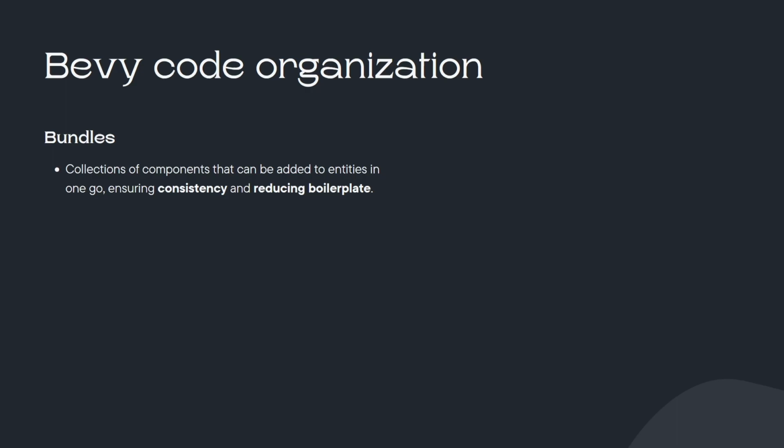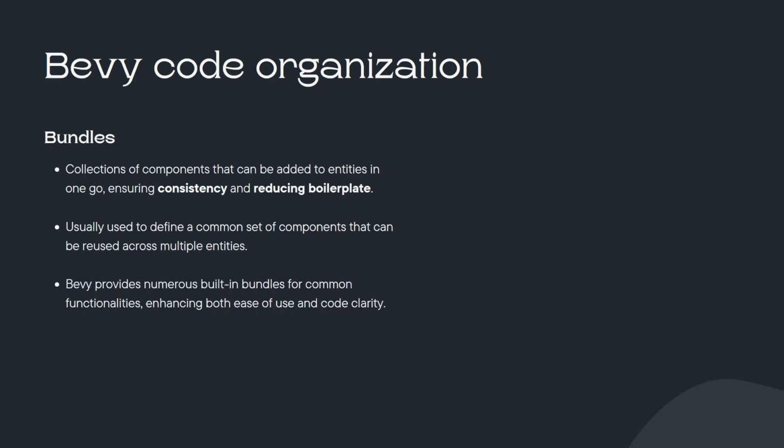Bundles in Bevy are a collection of components that can be added to entities, ensuring consistency and reducing boilerplate. Bundles are usually used to define a common set of components that can be used across multiple entities. This way, the Rust compiler will return an error if you do not set all the fields of the bundle struct. Bevy provides numerous built-in bundles for common functionality, enhancing both ease of use and code clarity.